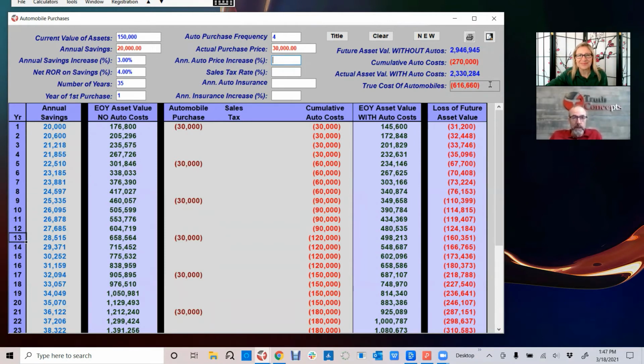So why did $270,000 worth of cars cost us $616,000 in future assets if we paid cash and avoided the interest cost? Well, the truth of the matter is we never avoid an interest cost. We may avoid an interest payment, but not an interest cost. So what happens in this scenario is, rather than financing the automobiles directly with a lending institution, we financed them with our future assets. It's always one way or the other.